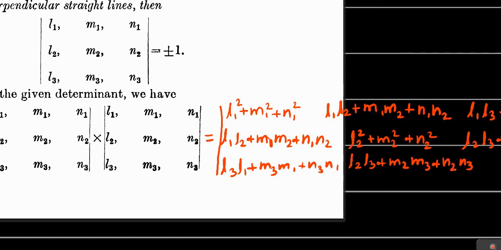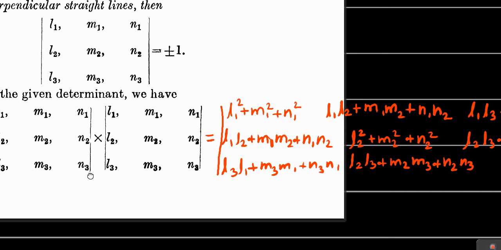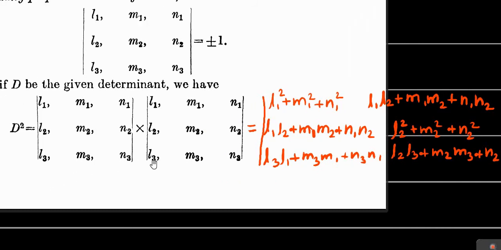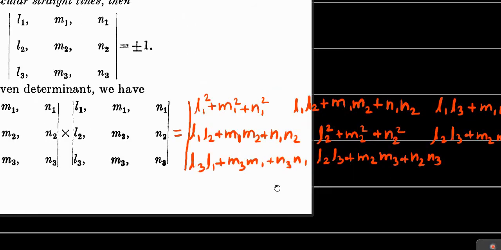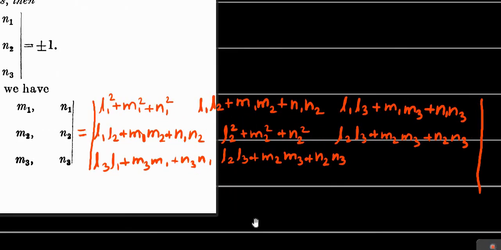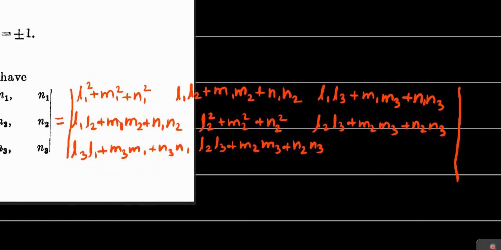And finally, the element at the third row, third column position in the resultant determinant is obtained by taking the product of third row of the first determinant with the third row of the second determinant, which will be L3 into L3, means L3 square plus M3 square plus N3 square. So, therefore, this last element is L3 square plus M3 square plus N3 square.